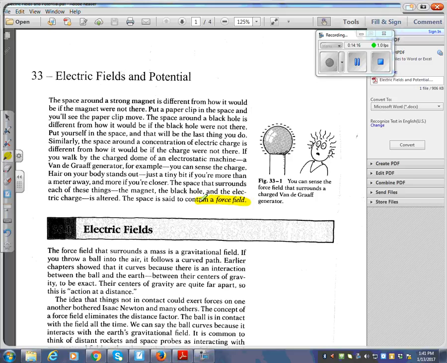Right? A force field. Okay, so electric fields. The force field that surrounds a mass is a gravitational field. If you throw a ball into the air, it follows a curved path. Earlier chapters showed that it curves because there is an interaction between the ball and the Earth, between their centers of gravity to be exact. Their centers of gravity are quite far apart, so this is action at a distance.